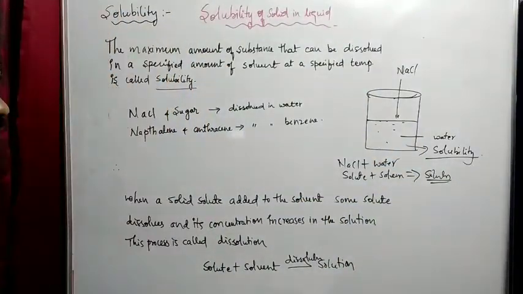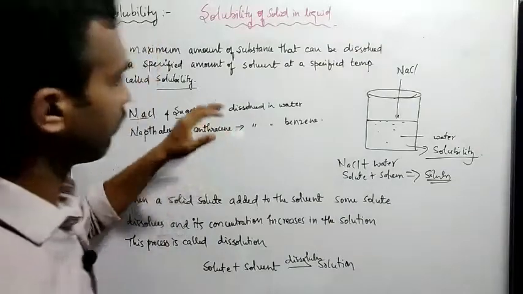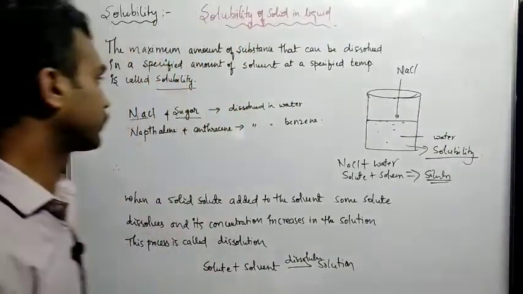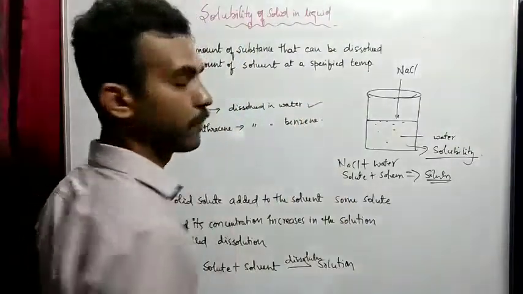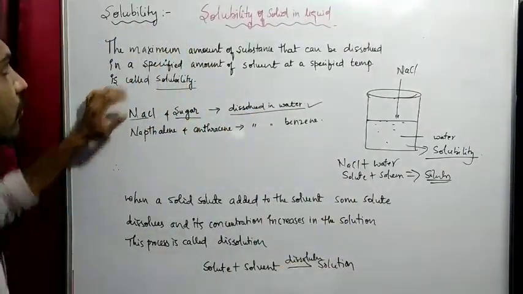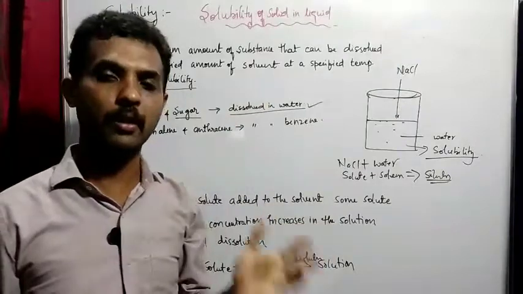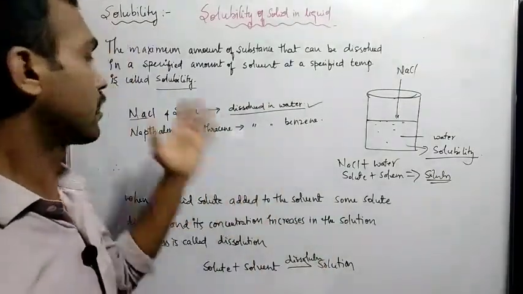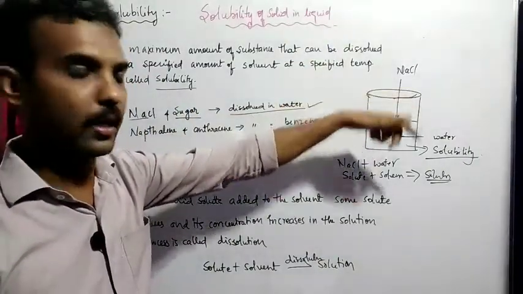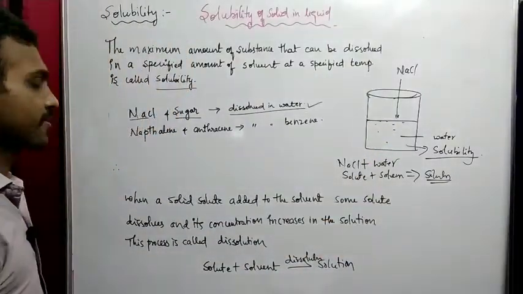Here, if you take sodium chloride and sugar, they dissolve in water. If you add both sodium chloride and glucose or sugar to water, they undergo dissolution. So it is an example of solubility of solid in liquid. A solid becomes soluble in a liquid. Solubility: we take a specific amount of solvent, add the solute, and it dissolves at a specified temperature.